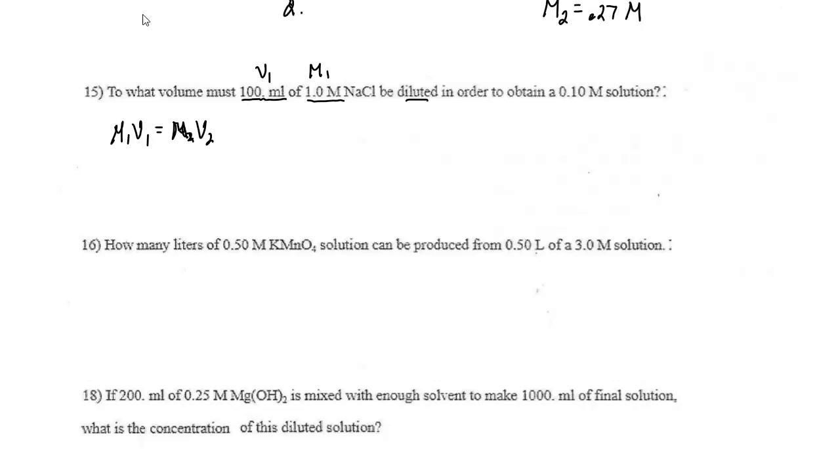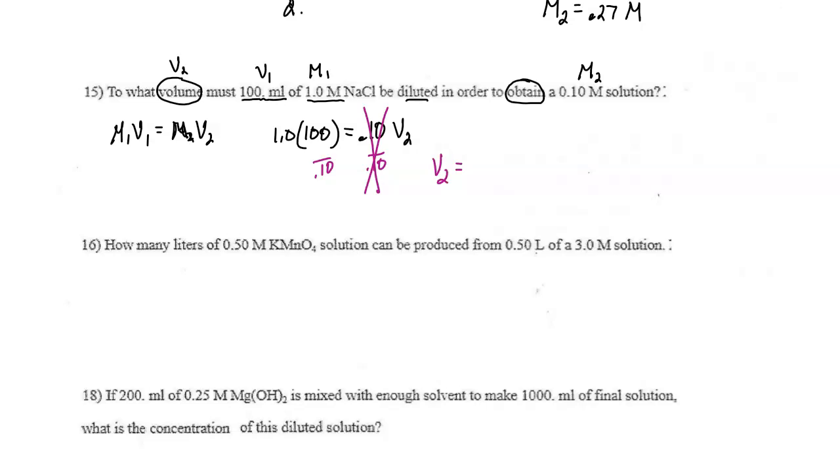Now we're diluting it in order to obtain or to prepare a new solution. This is the molarity of the new solution. What we're asked is, what is the volume of the new solution? That's V2. Make the substitutions. 1.0, 100, and then on the other side, 0.10 and V2. To solve for V2, you divide both sides by the 0.10. Then that crosses out and the V2 is alone.